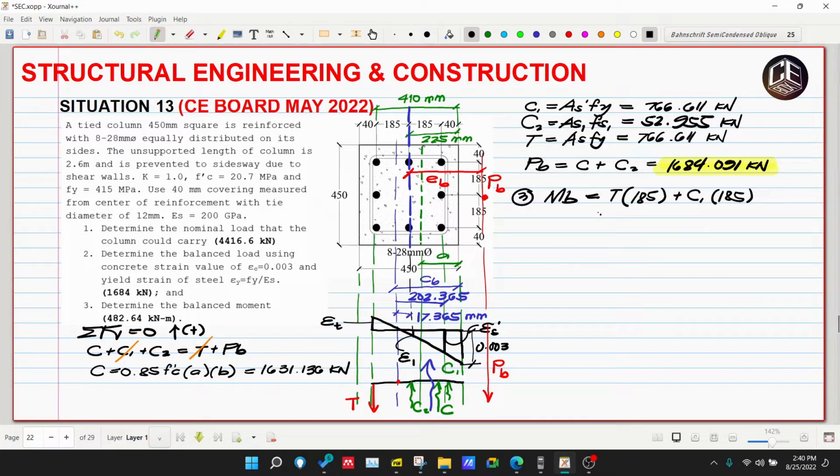Then yung ating C, mula rito, 1631, multiply natin ng anong distance niya mula rito, no? Okay. So, this is 225. Then, minus natin yung kalahati ng A. So, 225 minus A over 2. Ito yung ating magiging balance moment.